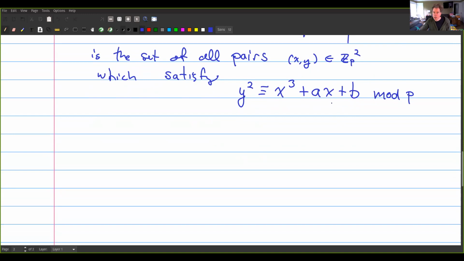And these a and b are a choice of parameter there, but they can't just be anything. It has to be the case that minus 16 times (4a cubed plus 27b squared) is not congruent to 0. This is something called the discriminant of the curve. And we'll say some more things about the discriminant.